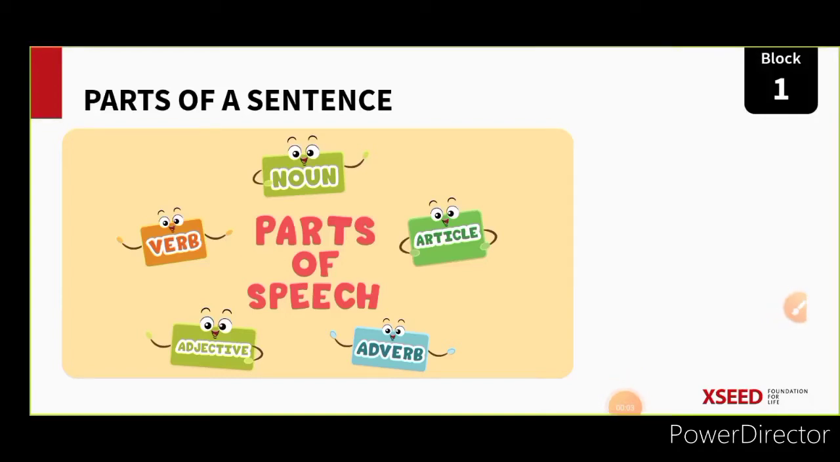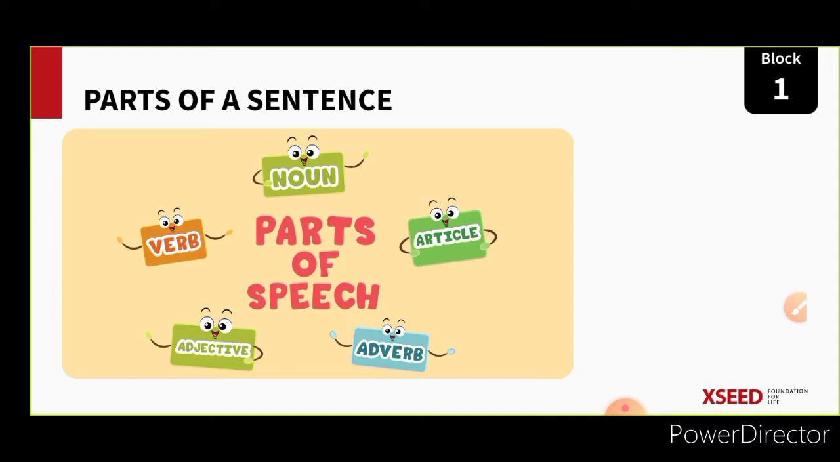Welcome to the class. In today's class, we are going to learn about parts of a sentence. A sentence is nothing but a group of words arranged in a particular order, in a sequential order. It is called a sentence when it gives us one particular correct meaning. So, in each sentence, there are different types of words, and each word is called a part of speech.